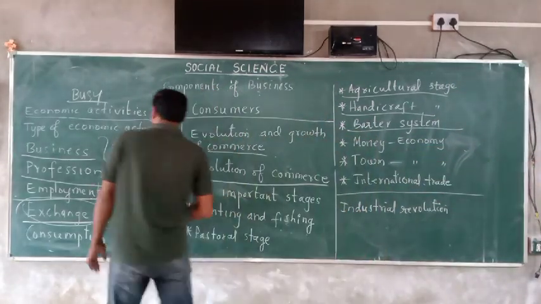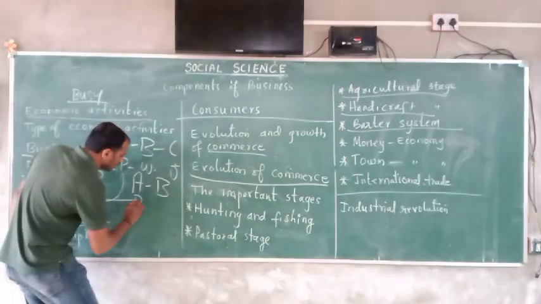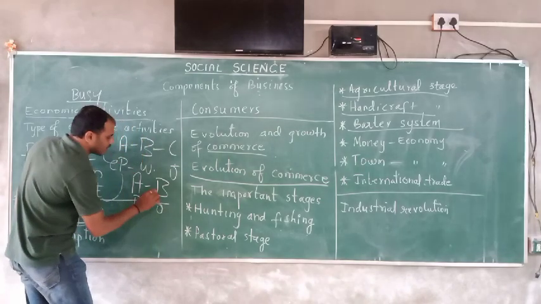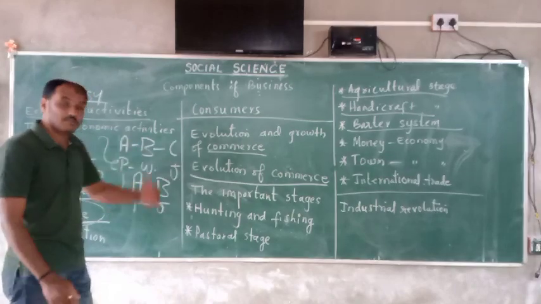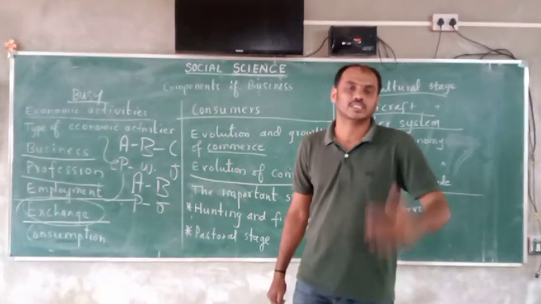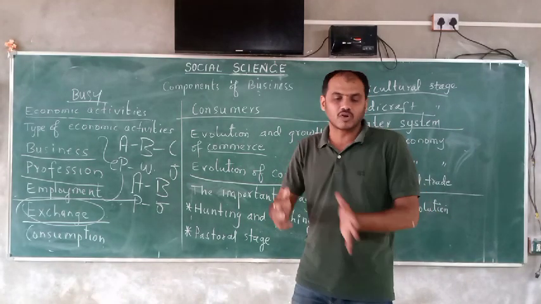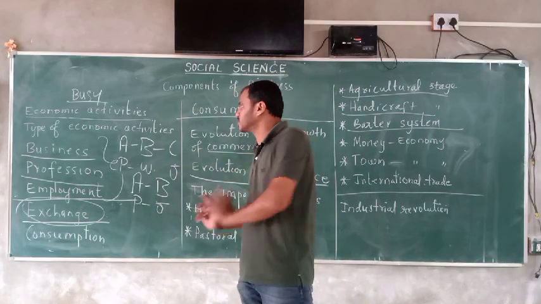If A has paddy and B has jowar and they want each other's goods, it is called exchange. It is a coincidence of wants. But many a time, wants were not coincident. So the lack of double coincidence of wants was one of the major problems in the barter system.